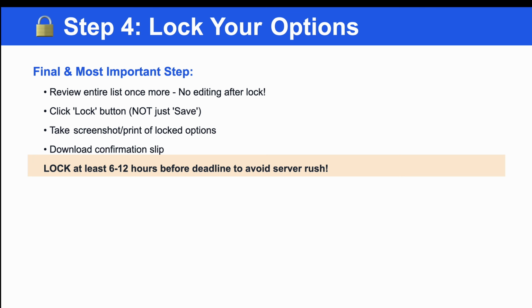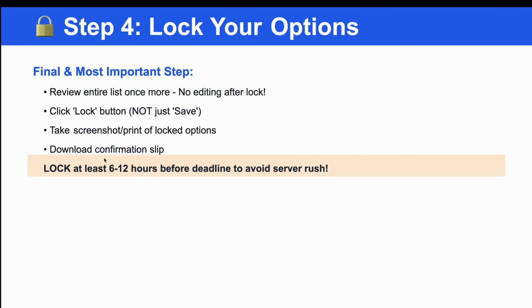So in step number 4, how to lock your options. See, the final and most important step: review the entire list once more. No editing after the lock. After the 22nd August you cannot do anything other than just seeing. So after every 5 to 10 options, click the save option and then go for further options. Now after completing, you can print your saved options so that you can cross-check after getting the final allotment, and then you can also download the confirmation slip.